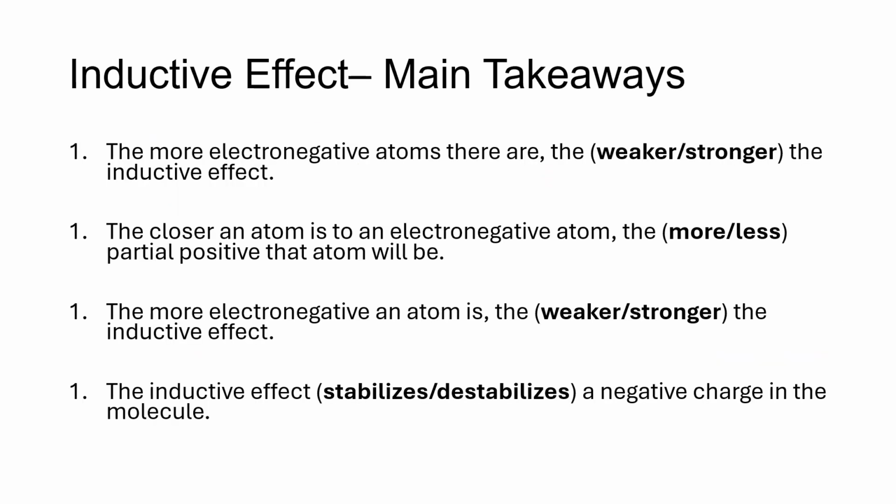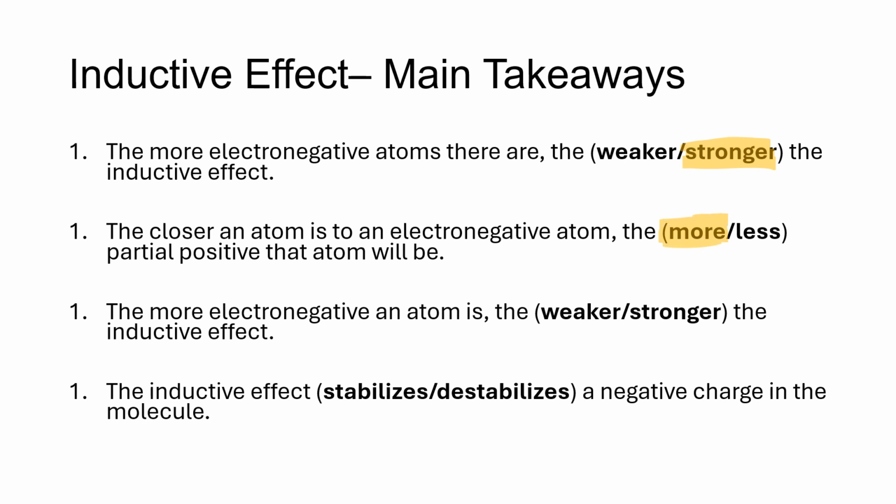And so from those examples, we have these main takeaways about the inductive effect. The first one being the more electronegative atoms there are, the stronger the inductive effect can be. We saw that 3 fluorines had a stronger inductive effect than just 1. The closer an atom is to an electronegative atom, the more partial positive that atom will be.